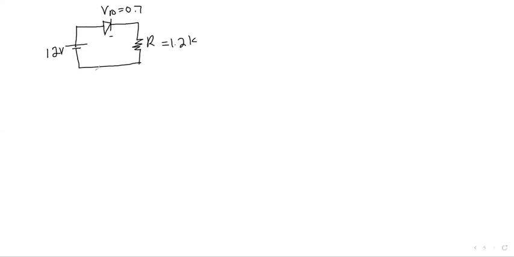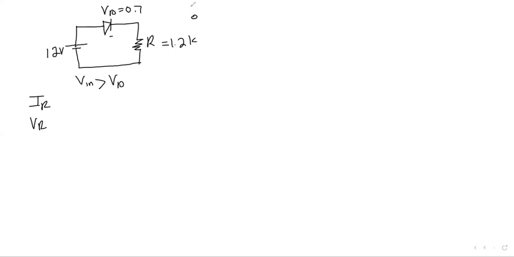I'm using silicon. The question says: calculate IR and VR. So now let's see how we can calculate VR. In forward bias, Vin must always be greater than VT for it to allow current to flow.